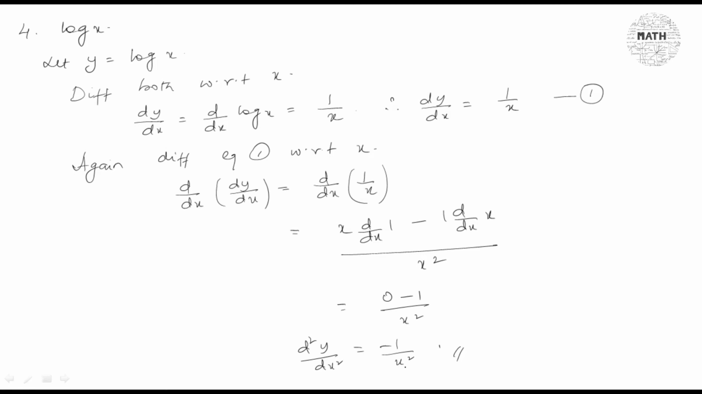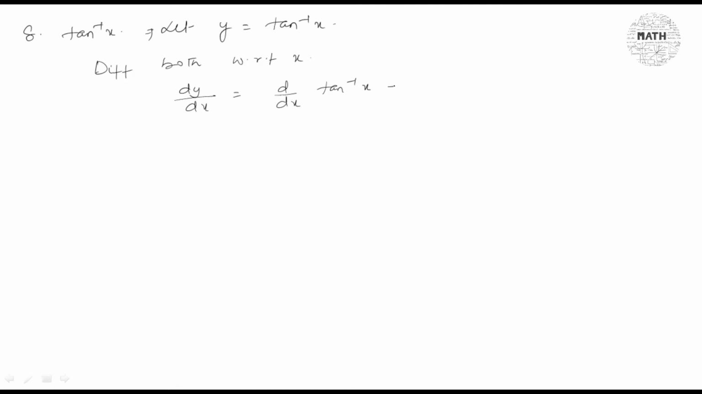I guess you're clear. All right, let me just jump to your question number 8. Your question number 8 happens to be tan inverse x. So similarly, let y is equal to tan inverse x. If you differentiate both with respect to x, I'll get here dy by dx is equal to d by dx of tan inverse x. d by dx of tan inverse x is nothing more than 1 by 1 plus x squared. So let me just give equation 1.